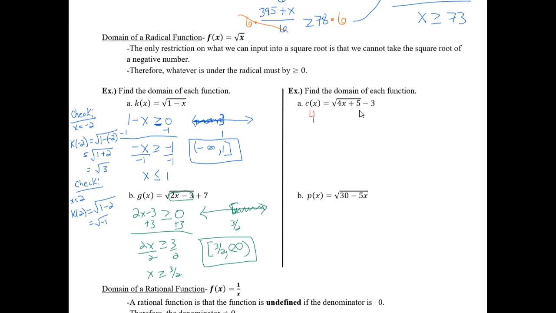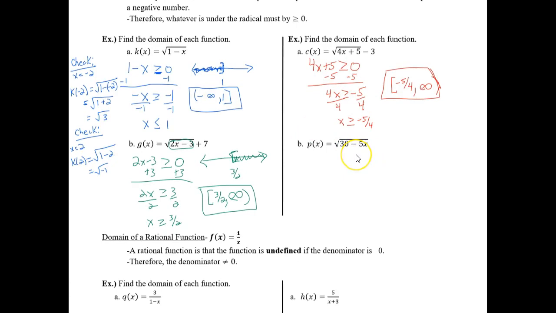So I set 4x plus 5 greater than or equal to 0 to keep it positive or equal to 0. I subtract 5 from both sides. I end up with 4x greater than or equal to negative 5. Divide by 4. I'm dividing by a positive 4, not a negative 4, so the direction stays the same. And I have x greater than or equal to negative 5/4. In interval notation, that would be starting at negative 5/4 and going up to the positive infinity direction. You could also graph it if that helps you.